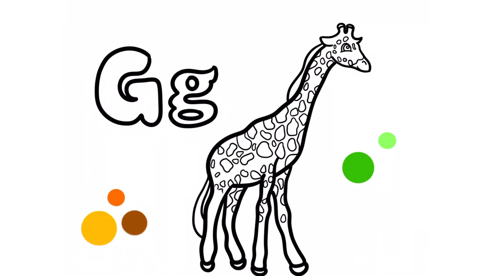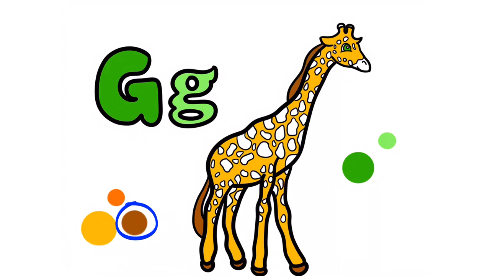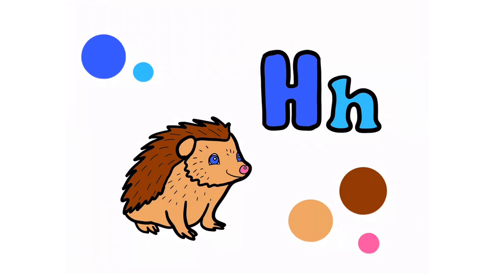Now let's color. Green. Light green. Yellow. G is for giraffe. Now let's learn the letter H.